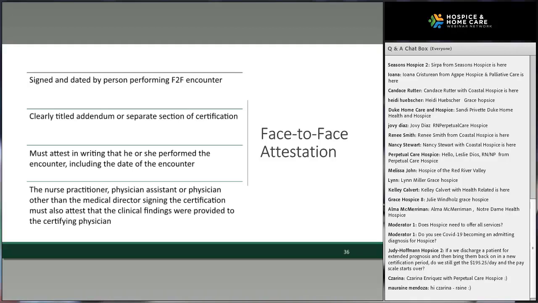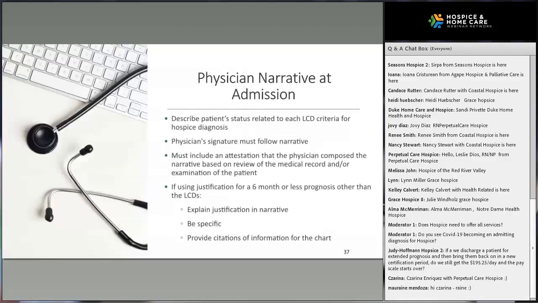The nurse practitioner, PA, physician assistant, or other medical director signing the certification must also attest that the clinical findings were provided to the certifying physician. So basically that document is saying that we went through, we certified this, and now we're also making sure, like a nurse practitioner will write, I spoke with Dr. Smith. Dr. Smith is in agreement, he is aware that we're certifying, and you will see that trail within the documentation of the notes and the face-to-face.